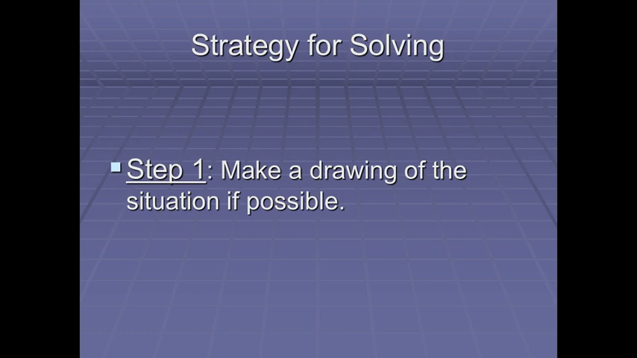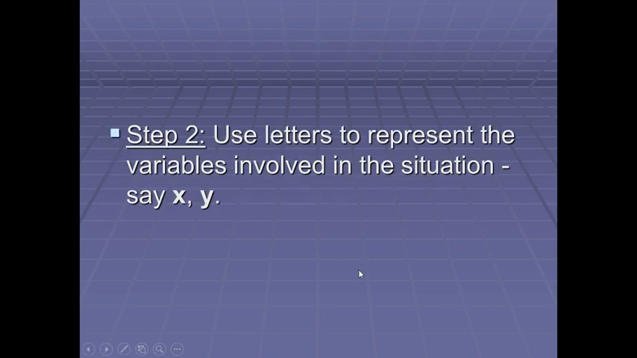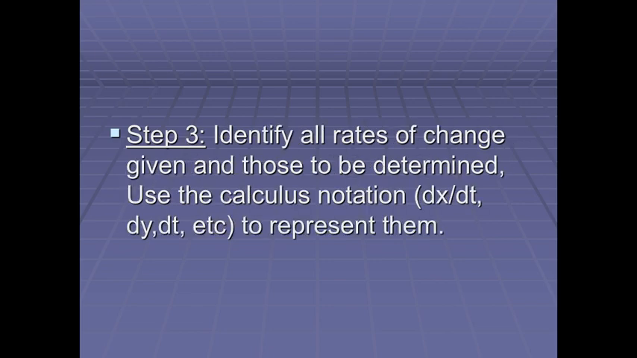So here are some of the strategies for solving related rate problems. Step one, you always want to make a drawing of the situation if possible. Step two, use letters to represent the variables involved in the situation. So let's say x, y, or z. Step three, identify all rates of change given and those to be determined. Use the calculus notation dx over dt, dy over dt, etc. to represent them.